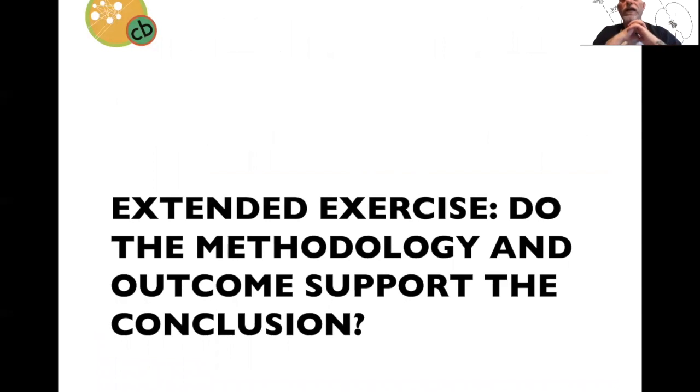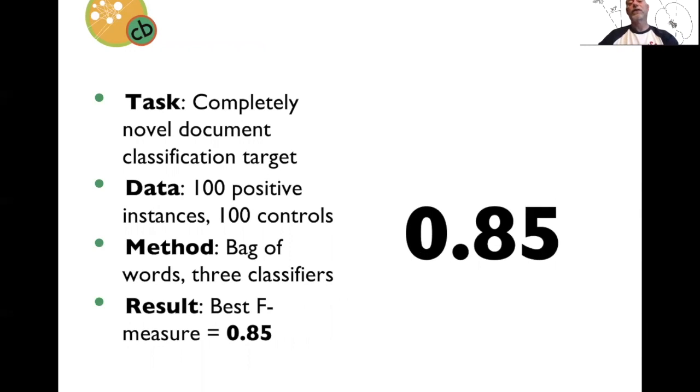So let me give you an extended exercise now. And again, we're going to ask that simple question. Do the methods and the outcomes support the conclusion or don't they? And what I'm going to talk about here, rather than an abstract paper, is some work that I actually did myself pretty recently. So my task here is a completely novel document classification target. We've all seen 1,000 document classification papers. I was looking for a kind of paper that no one has ever tried to classify before.